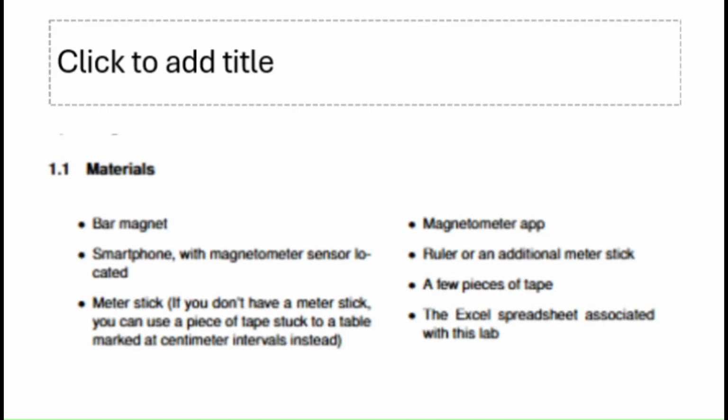Okay, so getting into the experiment, some materials needed are a bar magnet, smartphone, meter stick, magnetometer, ruler or additional meter stick, a few pieces of tape, and then the Excel spreadsheet. And this shows our experimental setup, and it shows the two different setups that we had for this lab.